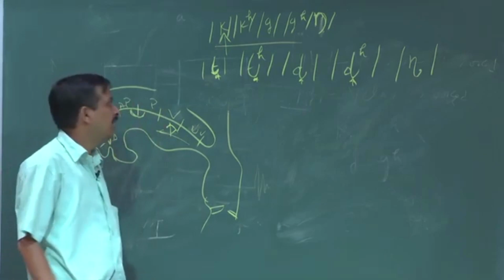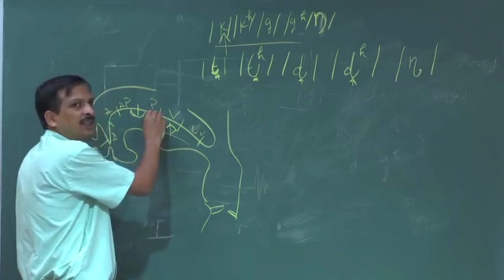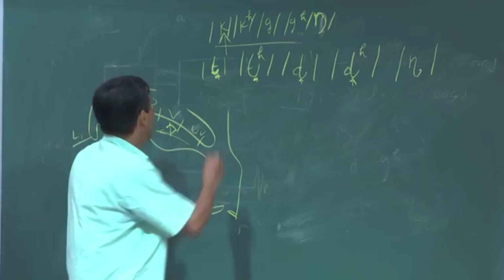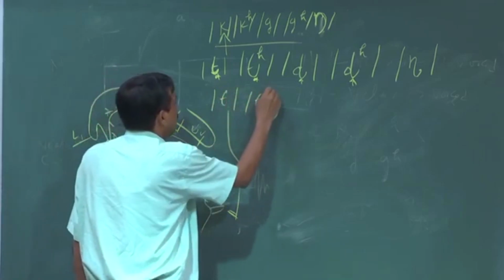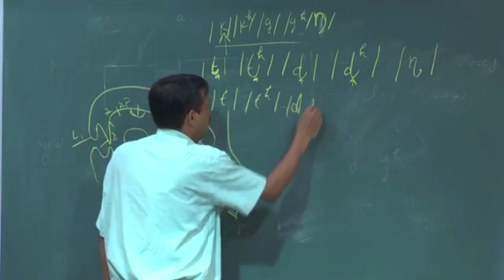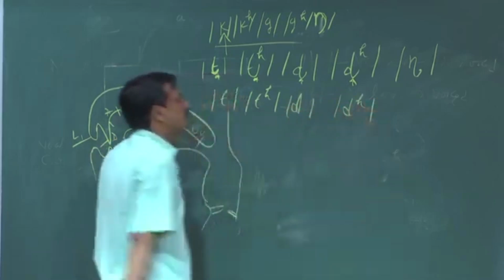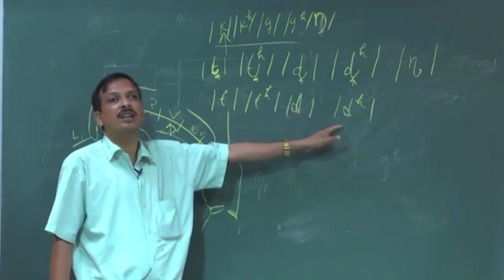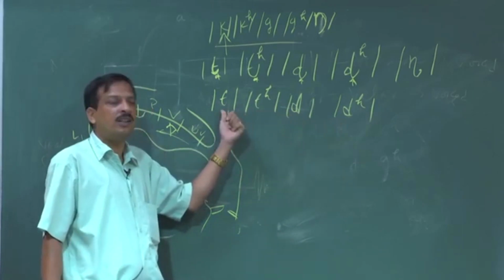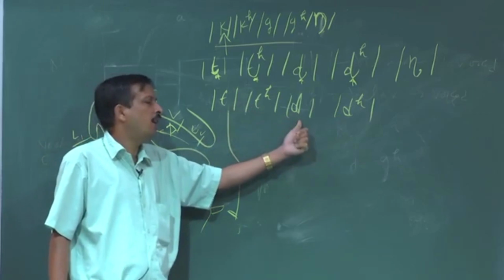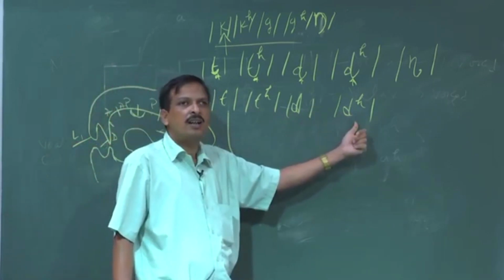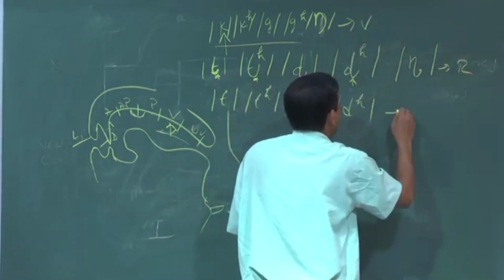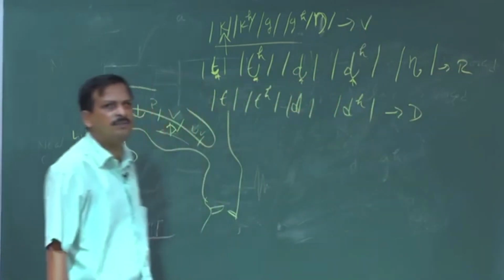Retroflex, no. Then, after retroflex, we have a dental sound: ta, tha, da, dha. So, we have ta, tha, da, dha. Bengali, Hindi, all Indian languages have ta, tha, da, dha. Unvoiced unaspirated, unvoiced aspirated, voiced unaspirated, voiced aspirated. This is velar, this is retroflex, this is dental or alveolar.